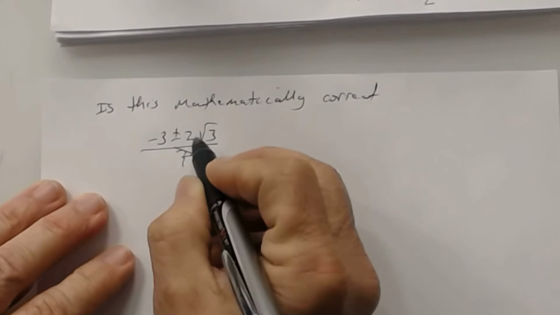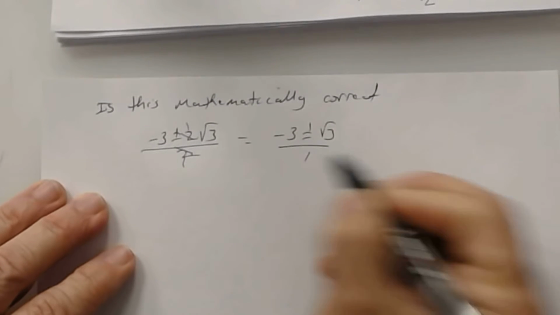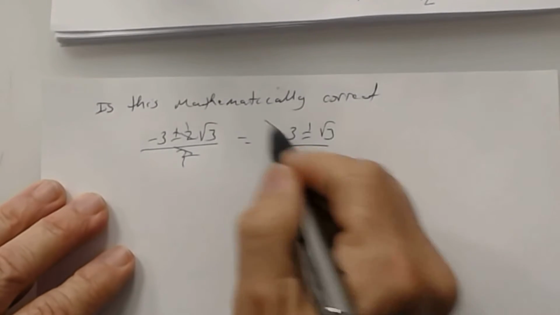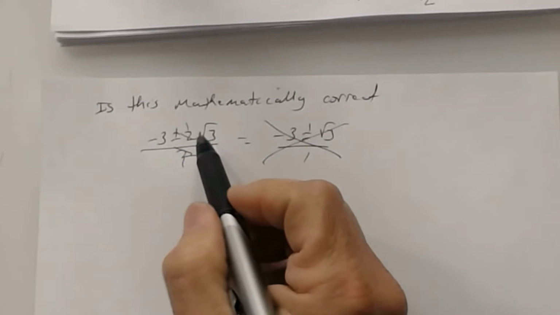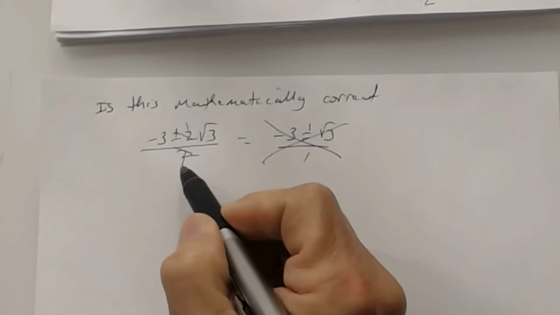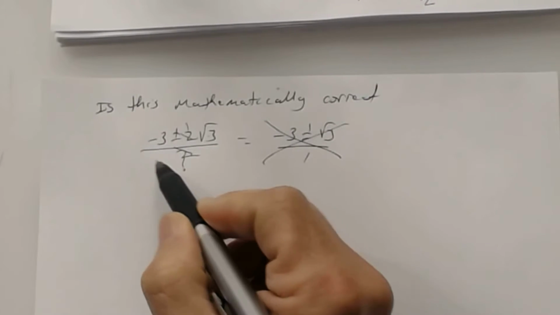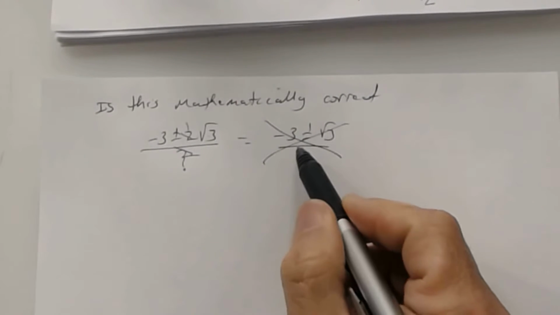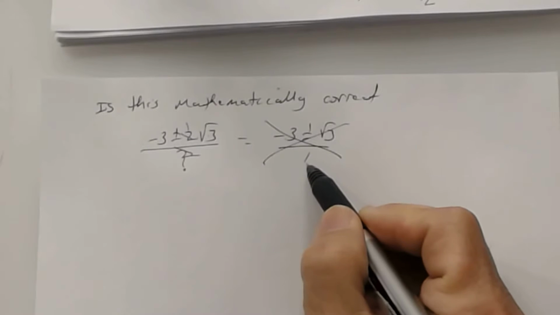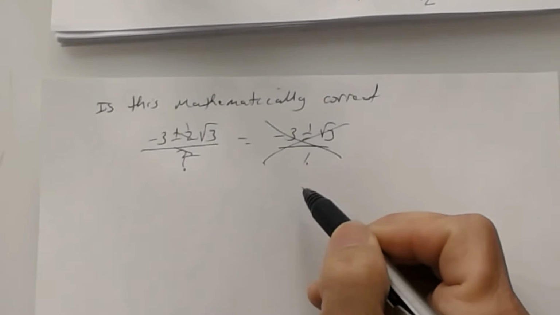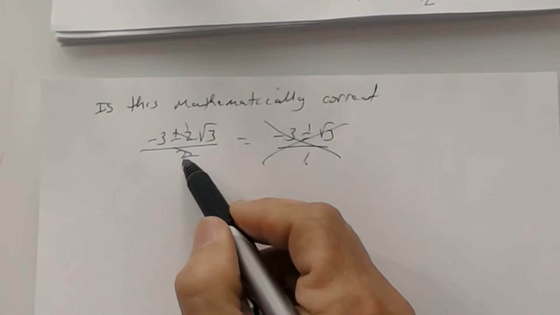2 and 2 is 1, 2 and 2 is 1, and say that's equal to negative 3 plus or minus square root of 3 over 1. No, that is not true. You cannot do that because not only is 2 square root of 3 being divided by 2, but what else is being divided by 2? Negative 3. So if this is what you're doing, then what you're now saying is that the only thing negative 3 was being divided by was 1, and that's not true. What was negative 3 being divided by? 2.